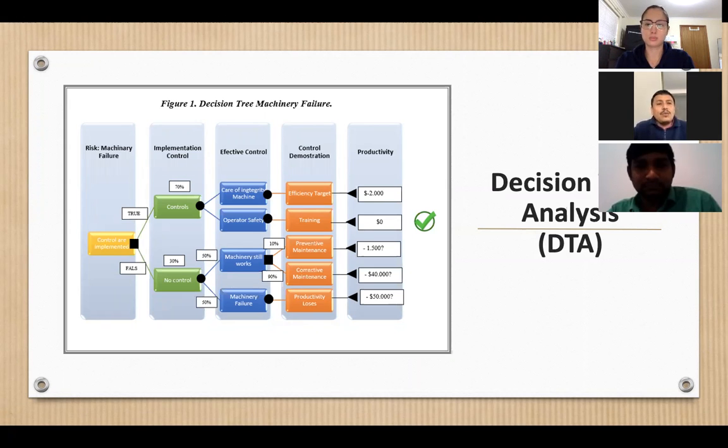So in this case, we have decided to implement the control with operator safety and carry out a training program to get more benefits with low costs.